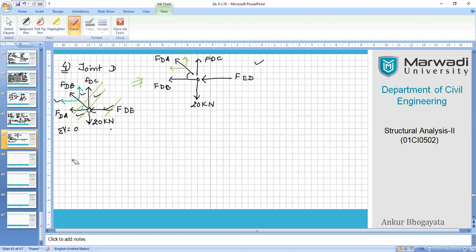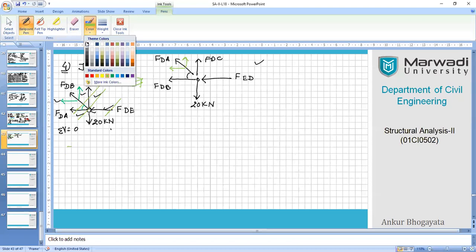So sigma V and sigma H, sigma V now we will rewrite. You may be doing the same with me right here. Why is the black color not there? It is there.